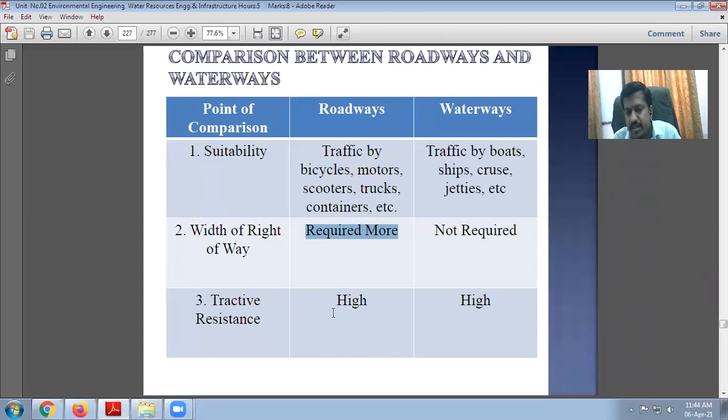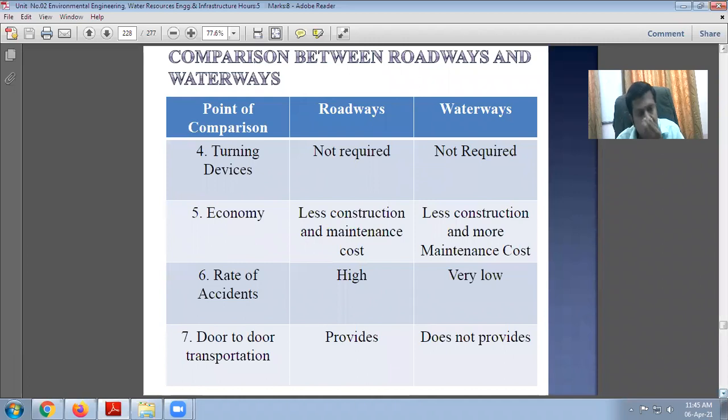Tractive resistance in both cases is high, because here we are going to consider the friction which occurs between the bottom portion of that vessel or the boat and the surface of the water. And also it requires more energy to haul the goods from one position to another position in both cases. Then turning devices, in both cases we don't require it. Economy, yes, roadways, less construction and maintenance cost, as well as in the waterways, again very less construction and maintenance cost, because no ways we have to construct.